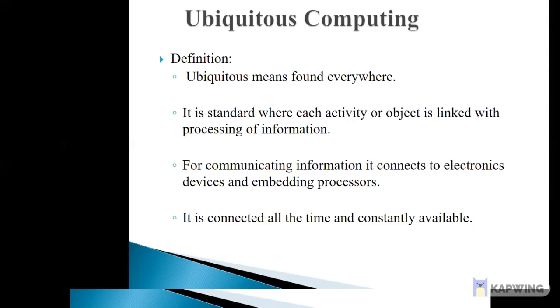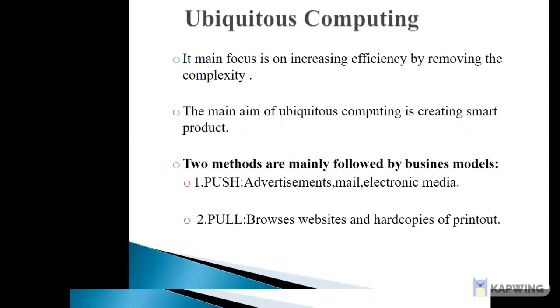It is connected all the time and constantly available. Means 24 hours the system will be available, which will acquire the information and process that information anywhere, at any time, at any location. Its main focus is on increasing efficiency by removing the complexity. The main aim of ubiquitous computing is creating smart products, products which will be used in an enhanced way.